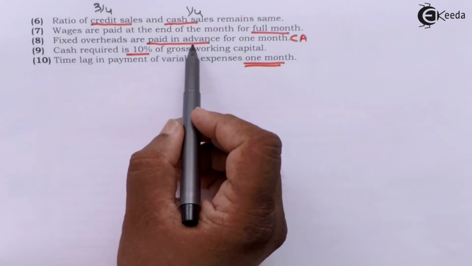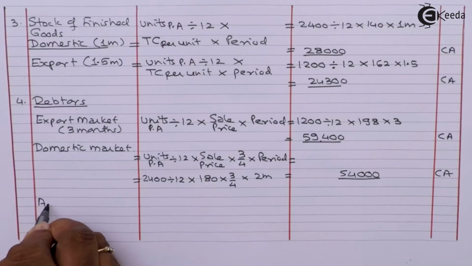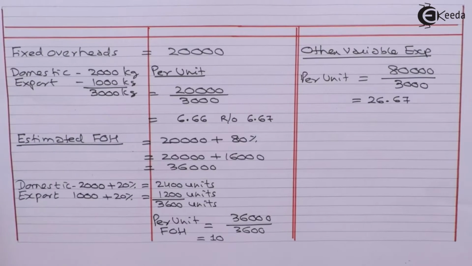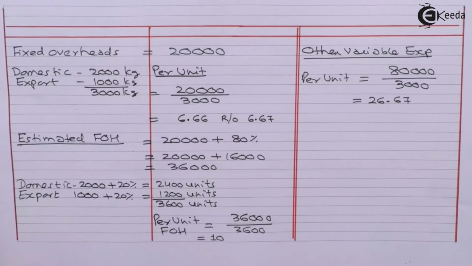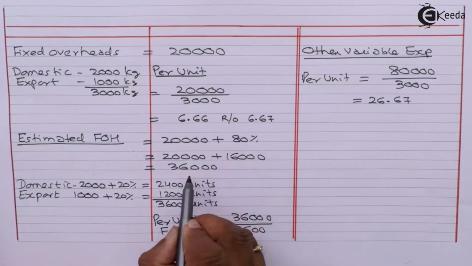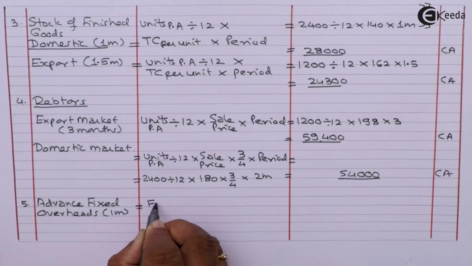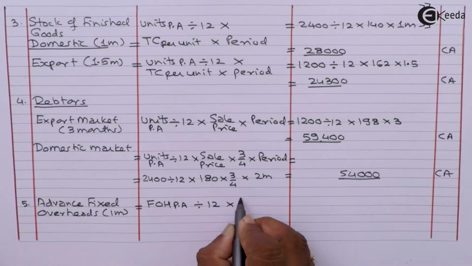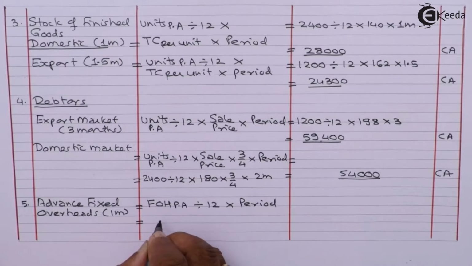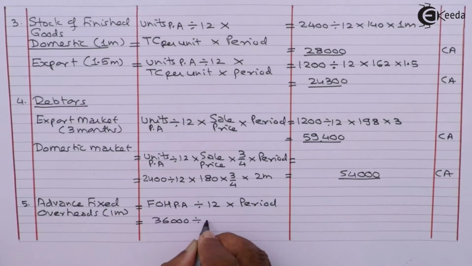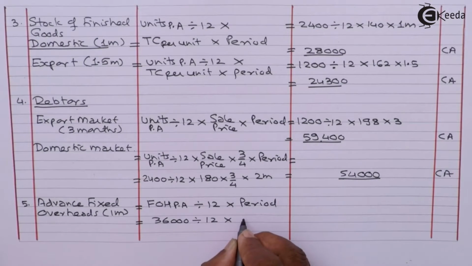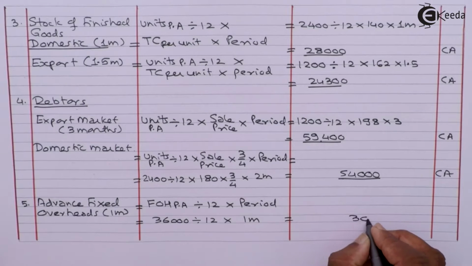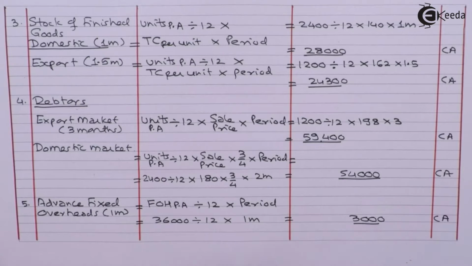Fixed overheads are paid in advance for 1 month. We have calculated estimated fixed overheads, which have increased 80%. The amount was 36,000. Fixed overheads per annum divided by 12 multiplied by period. Fixed overheads per annum 36,000, to get 1 month divided by 12. Advance payment for 1 month multiplied by 1. It comes to rupees 3,000. This will be part of current asset.